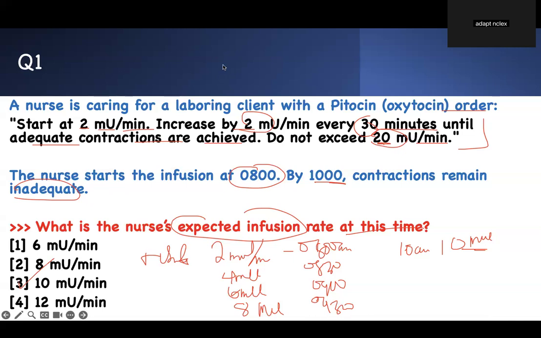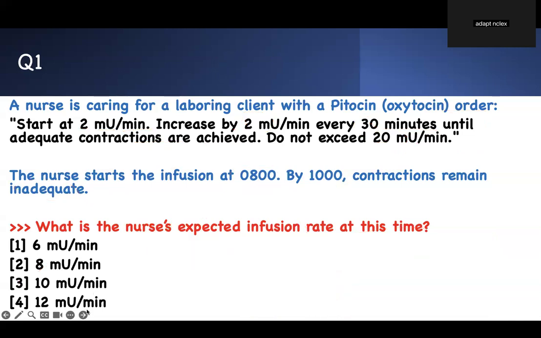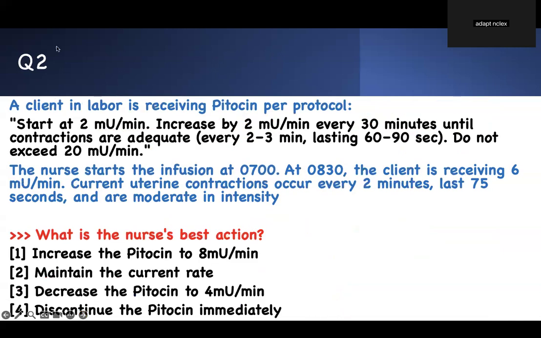You got it? So let me give you another variation. The same thing. This one, you have to make a decision. What is the next best action? A client in labor is receiving Pitocin. There's always going to be a protocol. What is the protocol? I want you to start at 2 milliunits, right? Then increase it by 2 milliunits every 30 minutes.